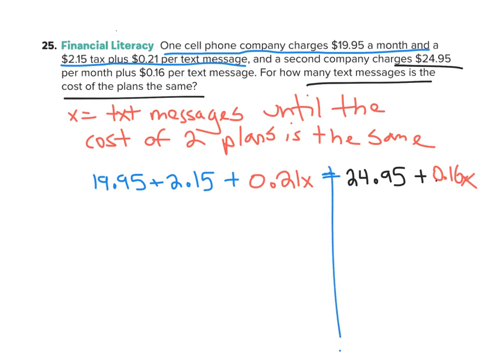Now, at this point, we could go ahead and solve for x. I just wanted to show you how to set up this problem and see how we could solve for an x to make sure that we understand how many text messages are sent until the cost of my first company and my second company is the same. On your assignment today, you'll be asked to solve equations with variables on both sides, and you will also be asked to write a couple of equations similar to the ones that we just did.